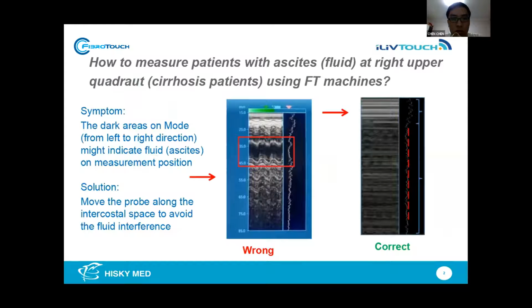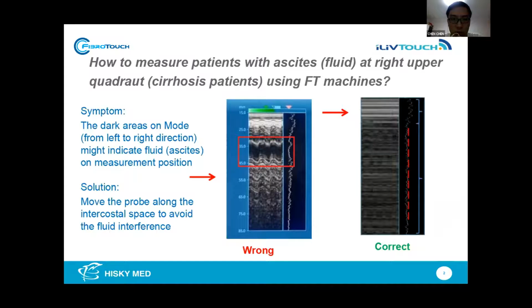Okay, so when we're doing the measurements, we can see the first picture. There are two pictures. The left picture is I mode, and the second picture is E mode. When we're doing the measurements for those patients who have ascites or fluids at the right upper quadrant, you might see some dark areas on the I mode, from left to right, and it might indicate the fluid on the measurement position. So the picture will show on the first picture.